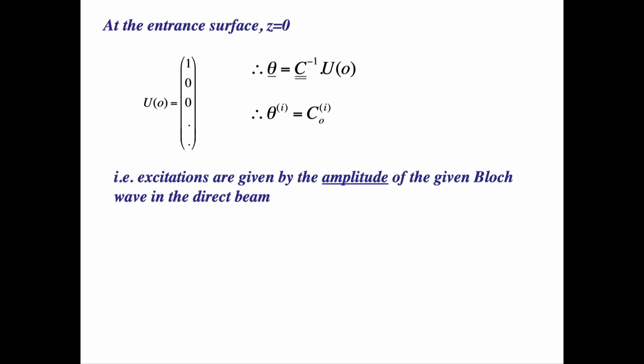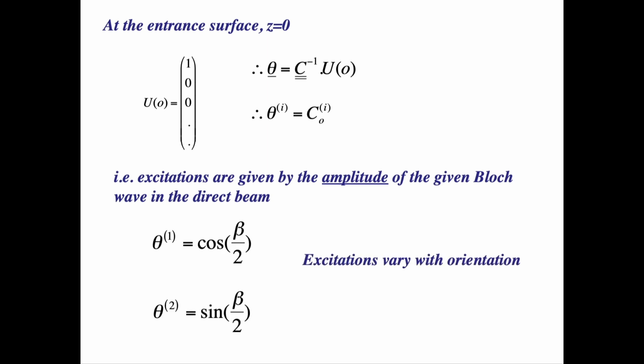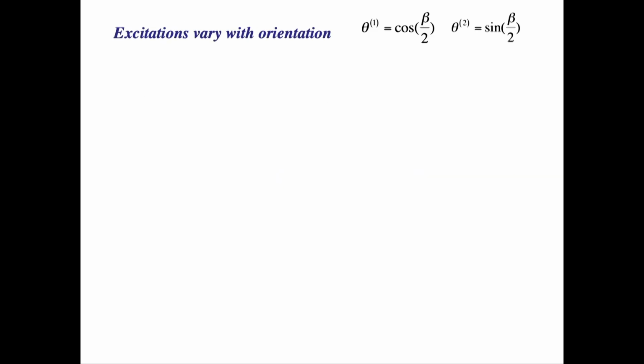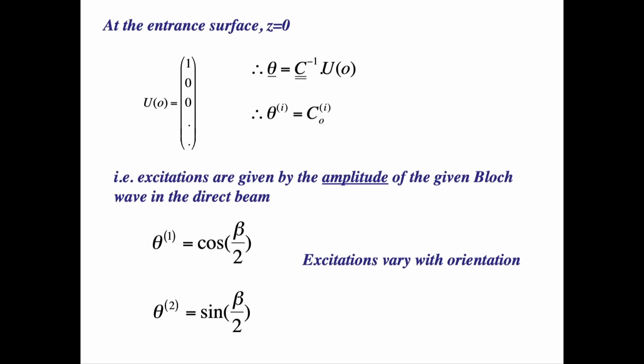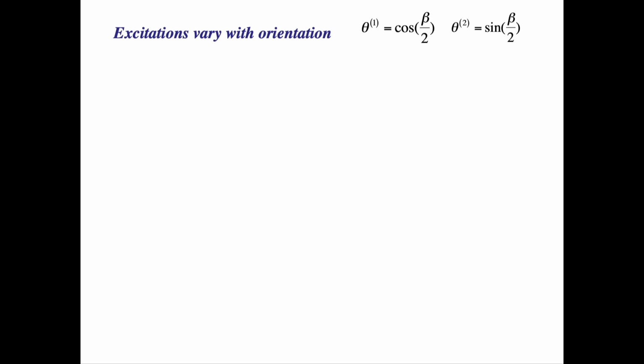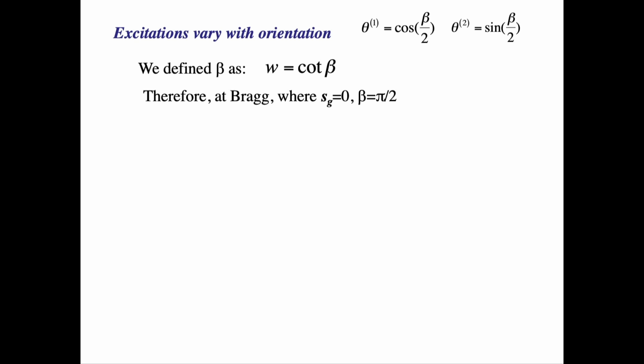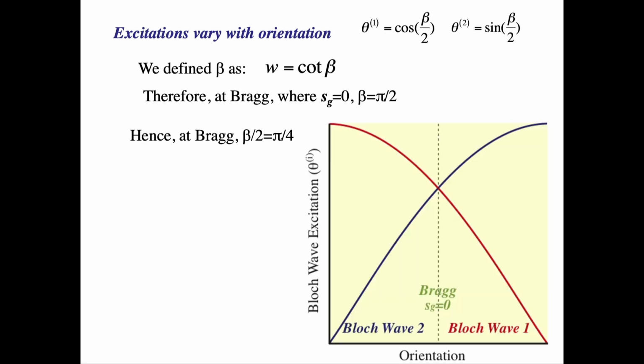So now we've got an idea of each of these 3 things. Let's see what's going on here. So theta 1 is that, theta 2 is that. Oh, and of course, it's important to know excitations vary with orientation, because beta is an orientation parameter. We define beta as cot beta. Therefore, at Bragg, S of G is 0, beta is pi by 2, and hence at Bragg, beta over 2 will be pi by 4.